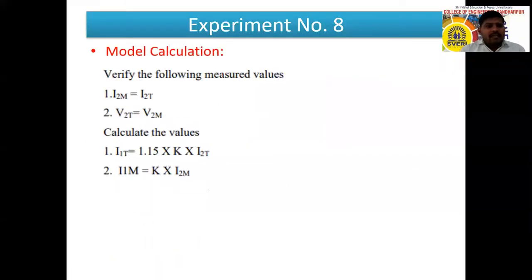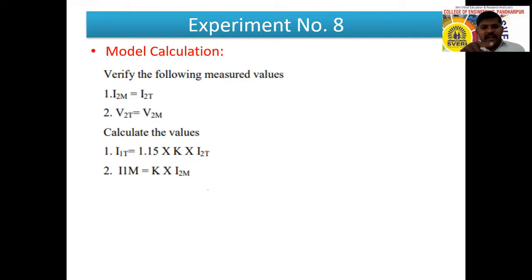Then the model calculation. I2M is equal to I2T. That means the secondary current of the teaser transformer is nearly equal to the secondary current of the main transformer. And similarly, V2 of T is equal to V2 of M. That means the secondary voltage of the teaser transformer is nearly equal to the secondary voltage of the main transformer. This conclusion we will observe by performing this experiment and calculating the values.